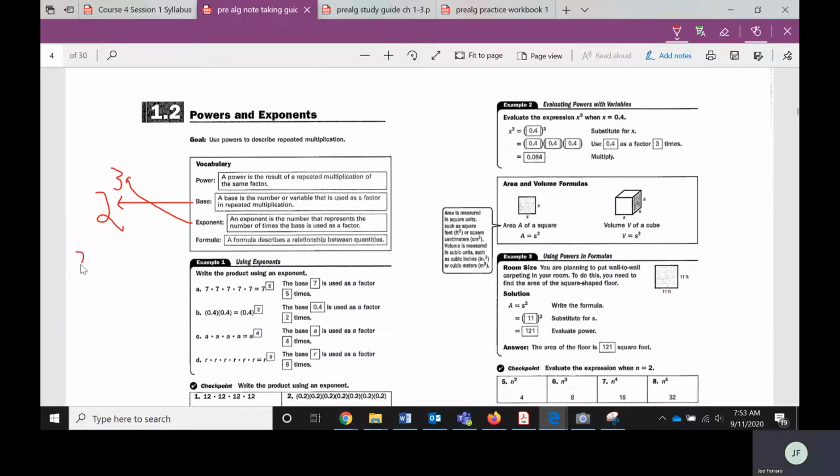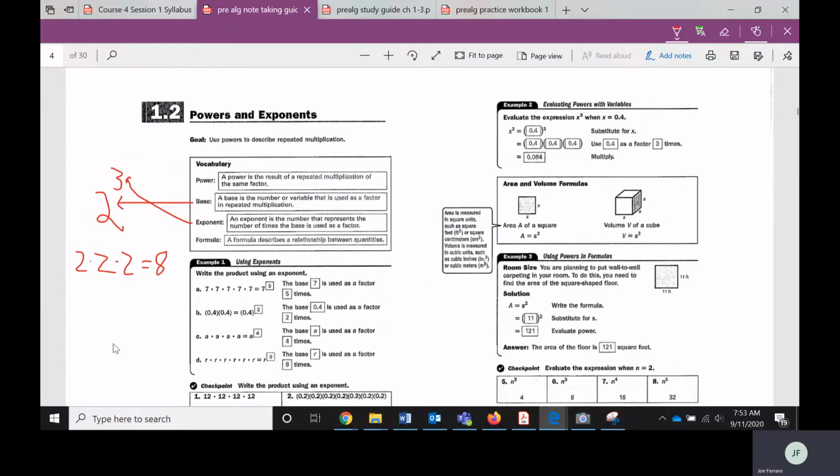So 2 to the third would be 2 times 2 times 2, which would equal 8, because 2 times 2 is 4, times 2 is 8. So that's an example of a power. The key words here: the base is 2, the bigger number on the bottom. The exponent is the 3.